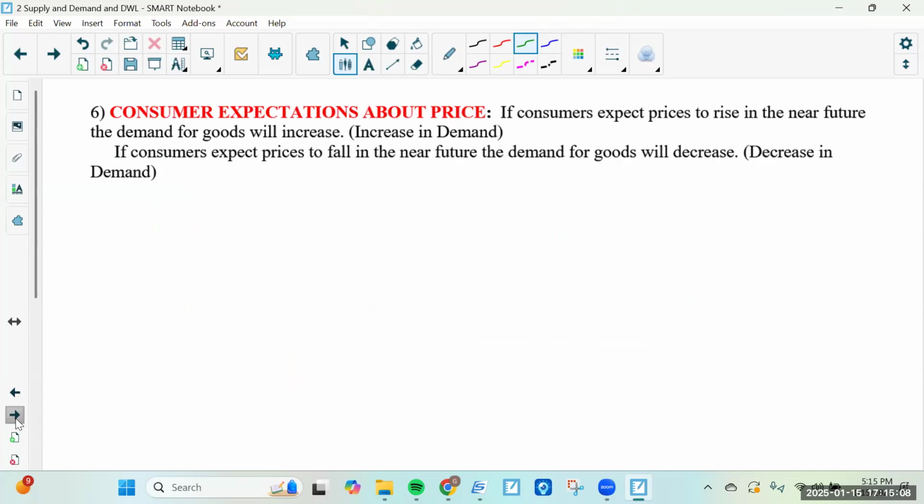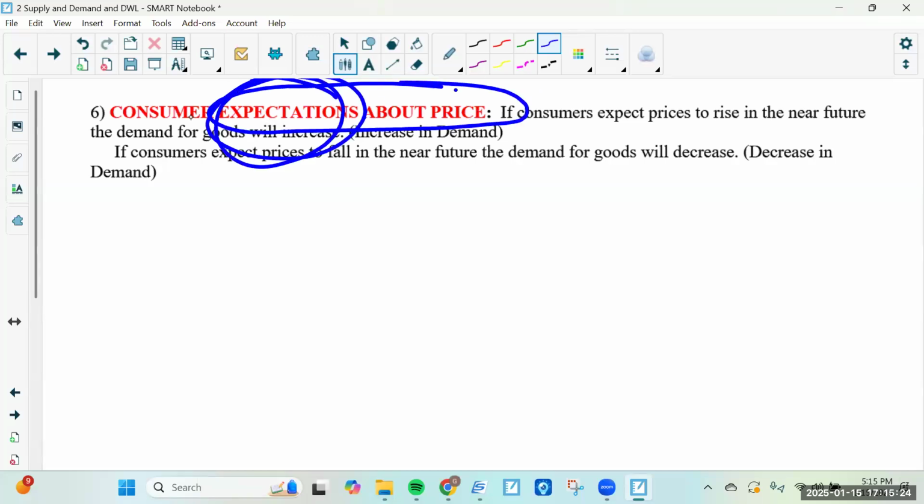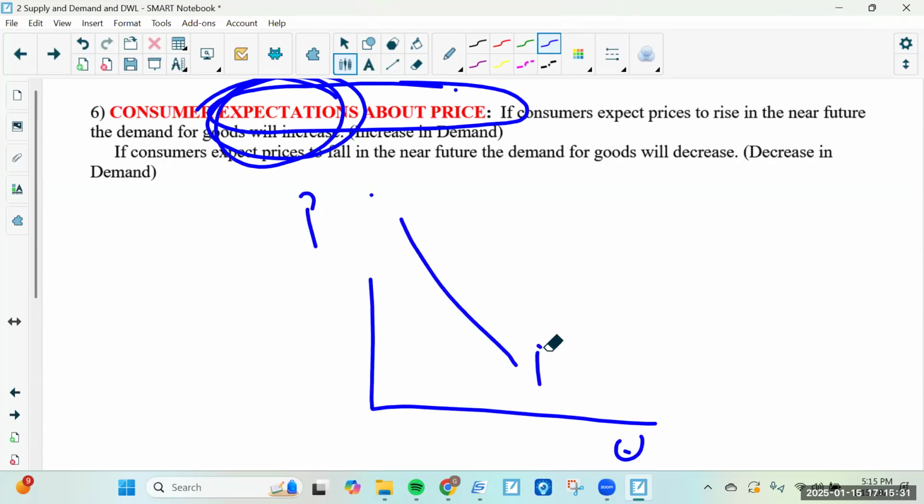And the last one is consumer expectations of price. If you expect the price to rise in the future, and you want that product, you're going to go buy it now. So if you expect it, now it hasn't changed. That's the key here. If it changes, that's quantity demanded. Here, you expect it to rise. If you expect it to rise, then you're going to go out and buy it now, so the demand curve would shift to the right.